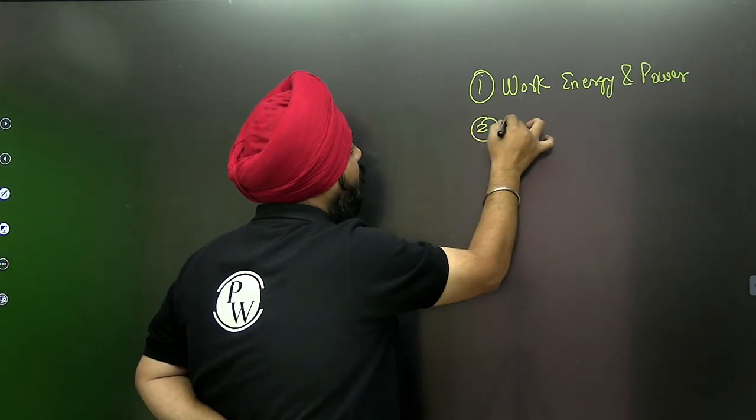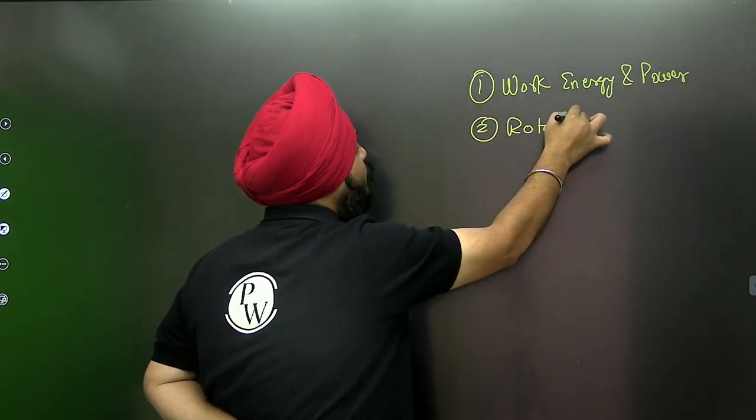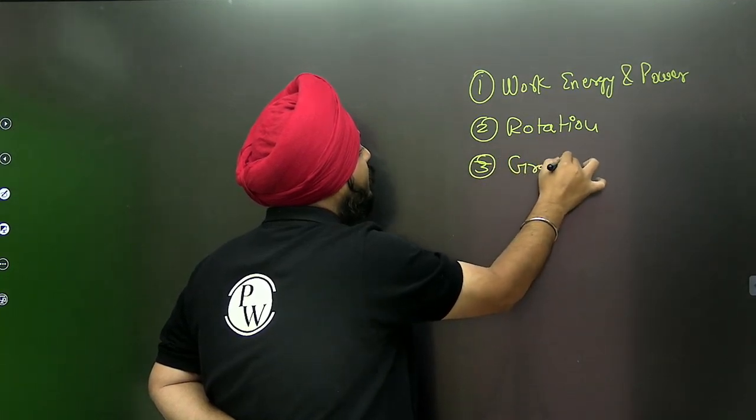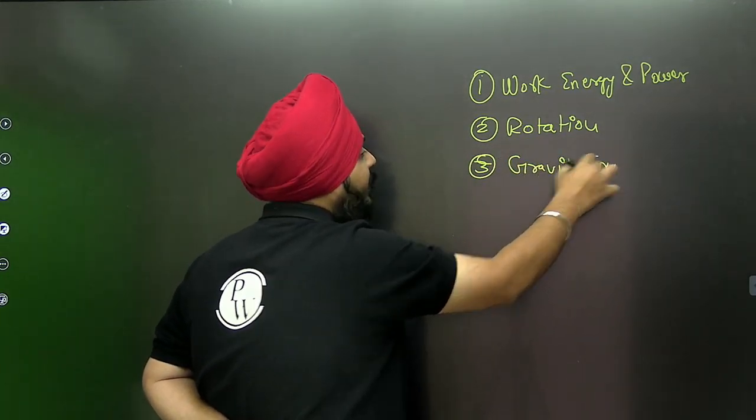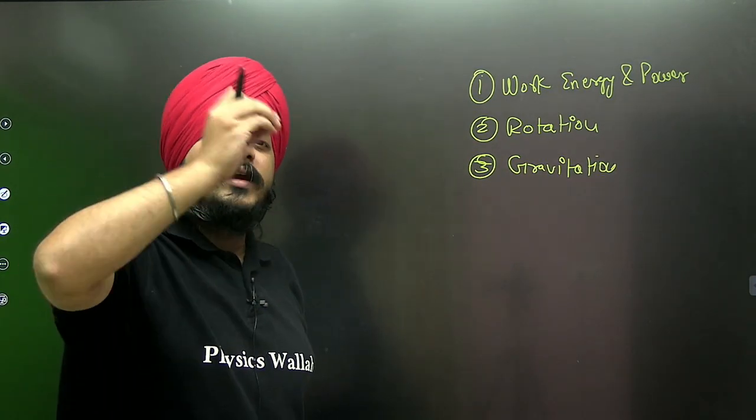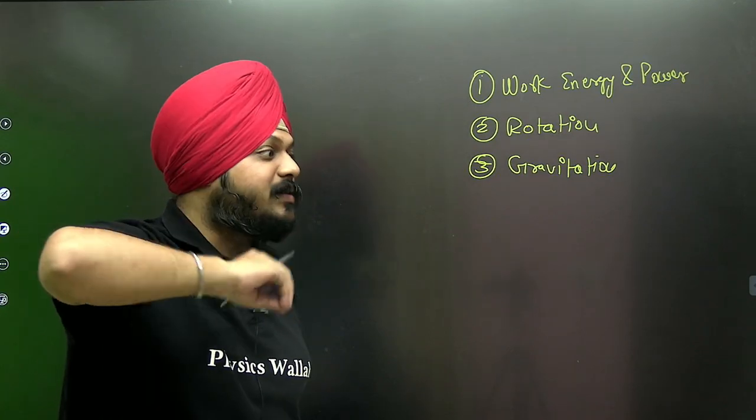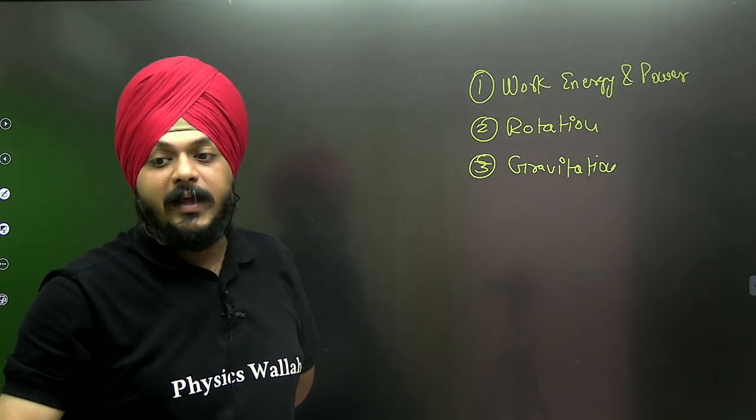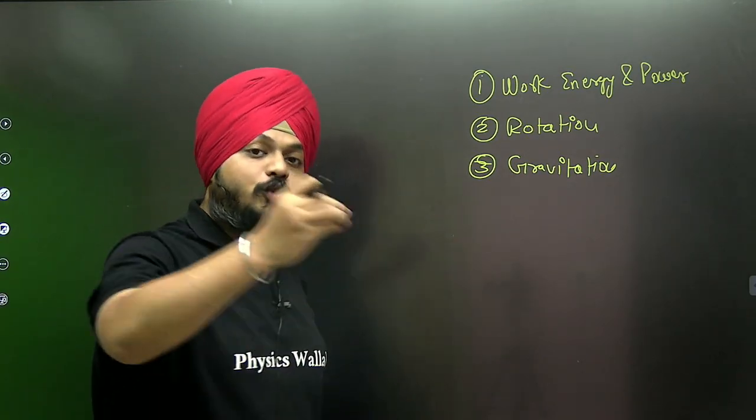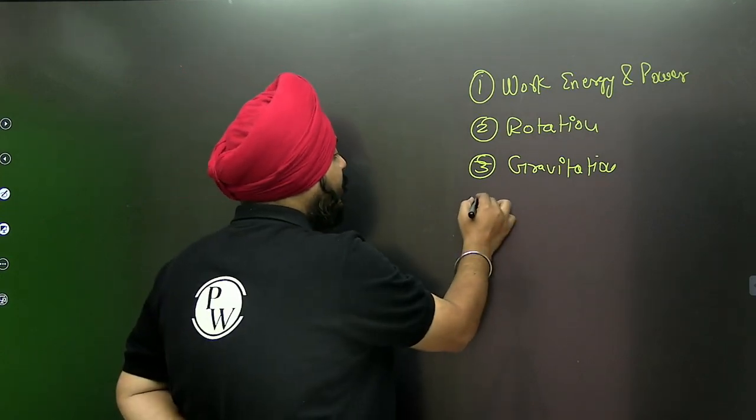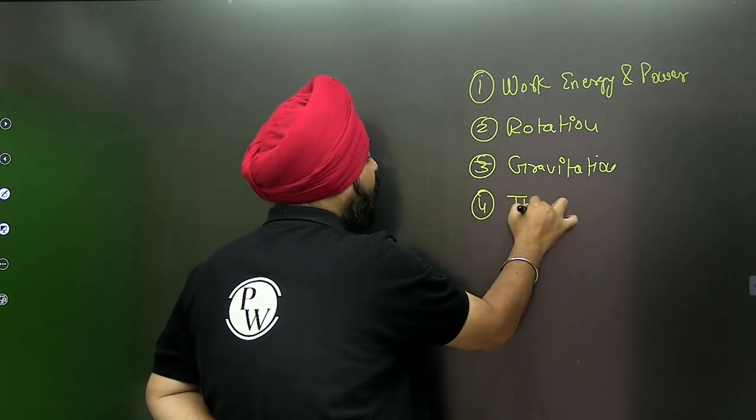In rotational motion, conservation of energy is used. In gravitation, conservation of energy is used, whenever any satellite or object is projected with some velocity from the Earth's surface to some other planet. Then we solve all of those sums in gravitation using conservation of energy. In thermal physics, we are using conservation of energy.